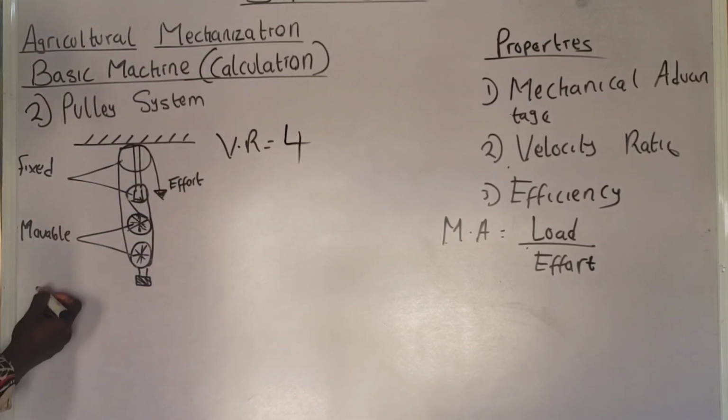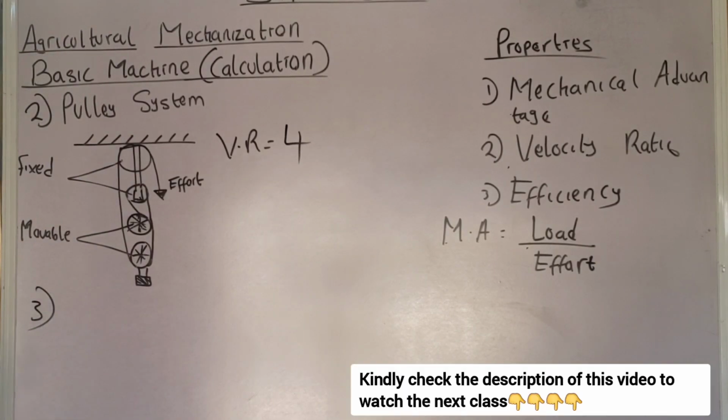Okay, let's move to another basic machine. The third basic machine that we're going to discuss is the wheel and axle.